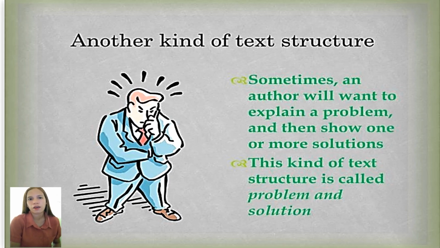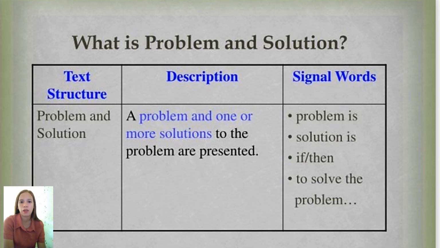Other kinds of text structure is what we call the problem and solution text structure. So sometimes an author wants to explain a problem and then show one or more solutions. So what is a problem and solution text structure? So we have the description. It refers to a problem and solution. When it's a problem and solution text structure, a problem and one or more solutions to the problem are being presented. So we also have the signal words: problem is, solution is, for, then, to solve the problem.